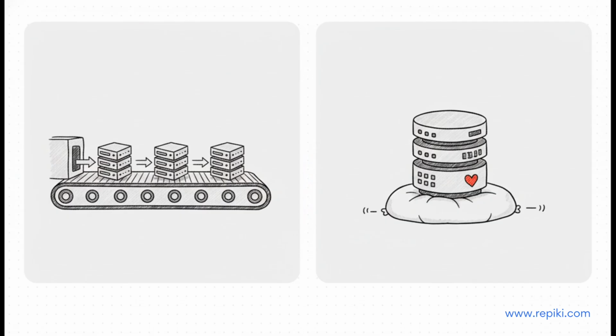But then you have pets. These are your databases, your message queues. Every single one is unique. It has a specific name, a history. You can't just replace a database primary with some random clone, right? It needs its specific data and consistent care.